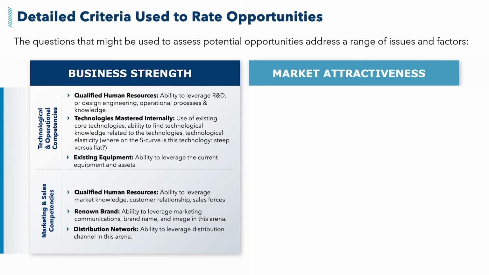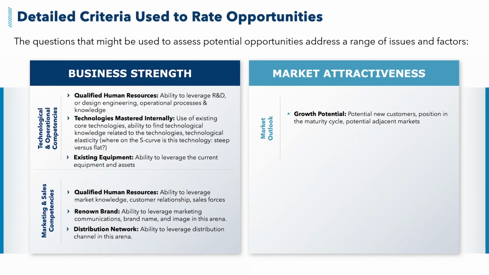The opportunity market attractiveness is divided into 4 sub-criteria as shown earlier. Here's more details about them. The market outlook includes the first 2 categories, namely the growth potential and market size. The growth potential includes the potential new customers, position in the maturity cycle, and potential adjacent markets, while the market size is the number of customers or users, total market size, or the potential market size, usually in dollars.